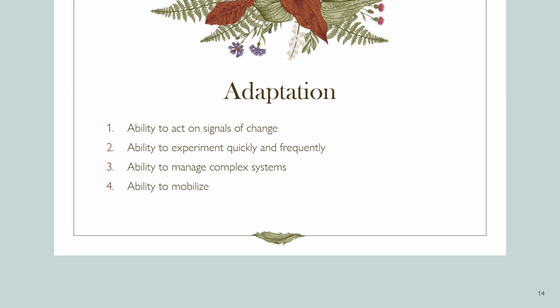So there are 4 different capabilities of a business that the authors of this article talk about being really important for the adaptive advantage. The first one is the ability to act on signals of change. The second one is the ability to experiment quickly and frequently. The third one is the ability to manage complex systems. And the fourth one is the ability to mobilize.